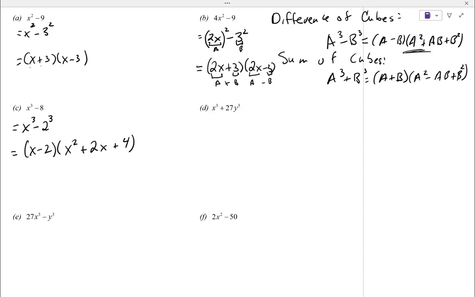Again, we need to recognize that second piece as a cube of something, right? Right now it says 27y cubed. I need to write it as a cube of something. What cubed gives you 27y cubed? 3y, right?